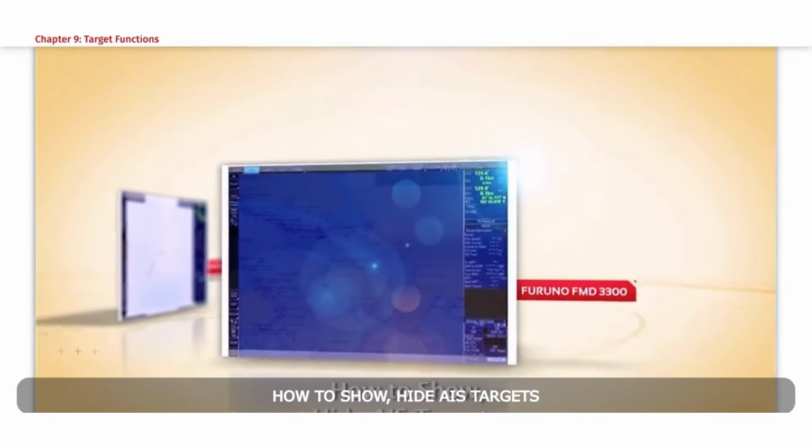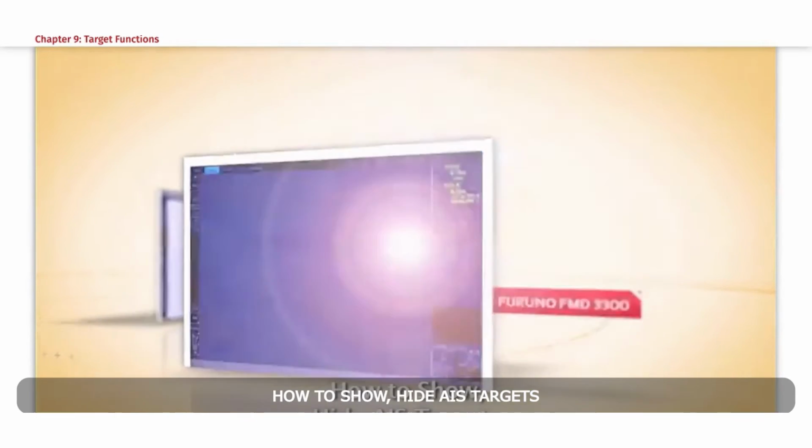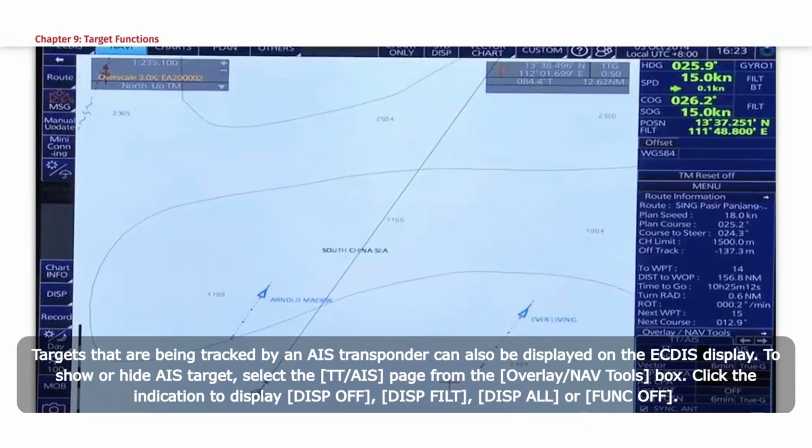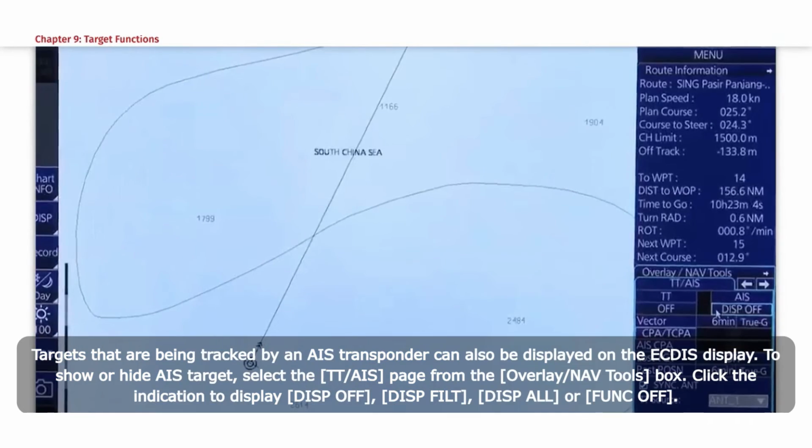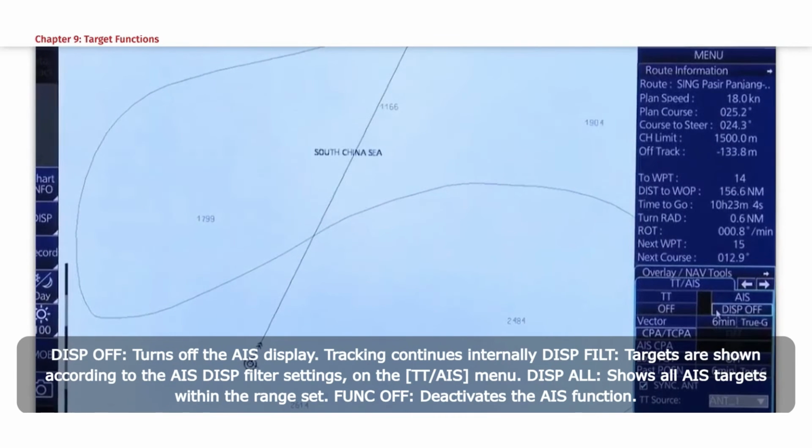How to show and hide AIS targets. Targets that are being tracked by an AIS transponder can also be displayed on the ECDIS display. To show or hide AIS targets, select the TT or AIS page from the Overlay or NAV Tools box. Click the indication to display DISP Off, Display Filter, Display All, or Function Off. DISP Off turns off the AIS display. Tracking continues internally.